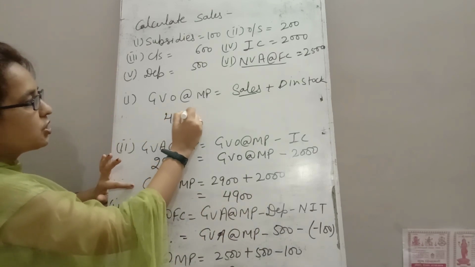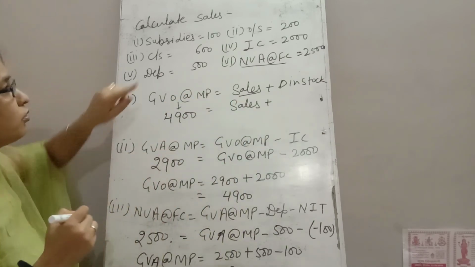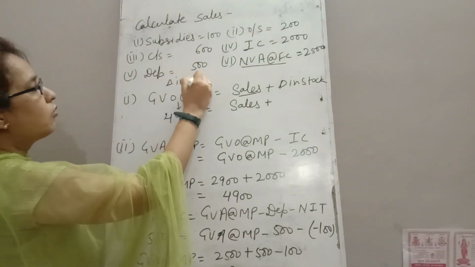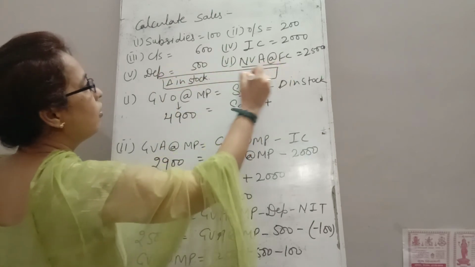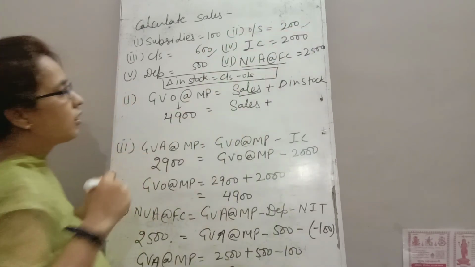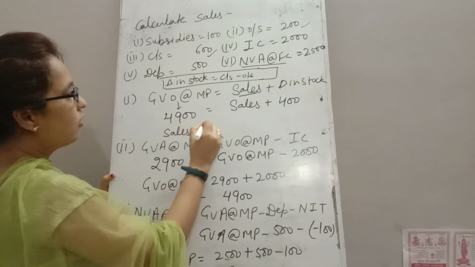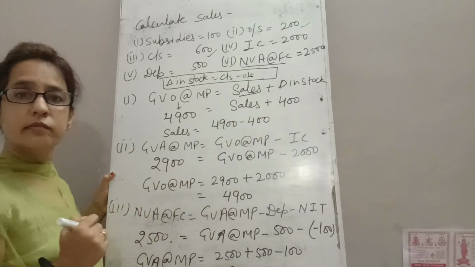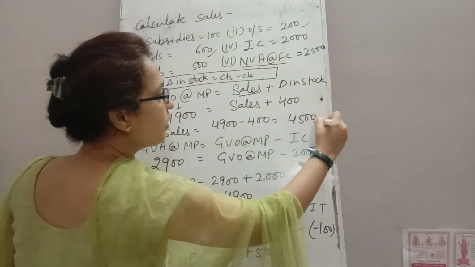Post this value here, GVO at MP equal to sales, which we have to calculate, plus change in stock. All of you know, change in stock is closing stock minus opening stock. How to calculate change in stock? I am calculating here only, although all of you know closing stock minus opening stock. Closing stock 600 minus 200 equal to 400. Clear? Now sales equal to 4900 minus 400. Now sales will be 4500. This will be your answer.